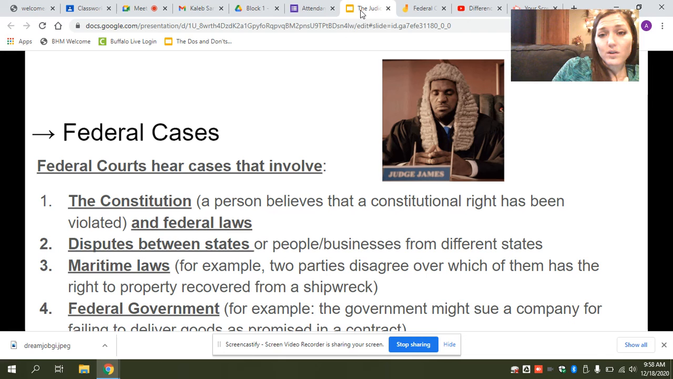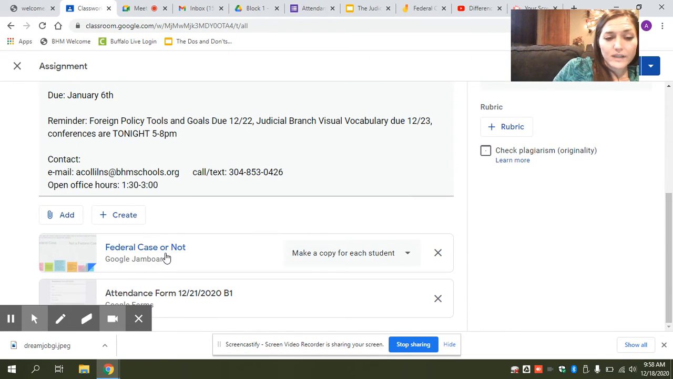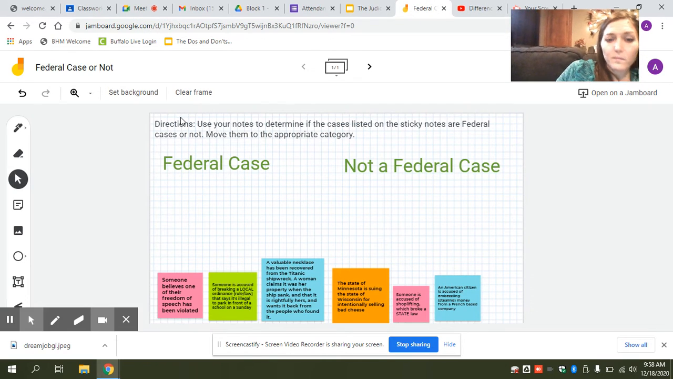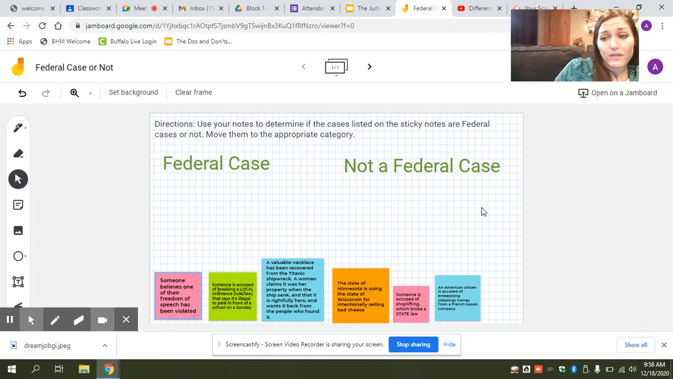All right, and that's it for the notes. What you guys are going to do on your Google Classroom, there is a Jamboard assigned to you. Go ahead and click on it to open it up, and it'll look something like this. You're going to use your notes to determine if the cases listed in these sticky notes below are federal cases or not federal cases. Then you'll just click and drag them to the appropriate category. So you can go ahead and read these, compare it to your notes, click and drag it if it's a federal case, or click and drag it over here if it's not a federal case. You should have 4 total federal case sticky notes and only 2 not a federal case sticky notes.